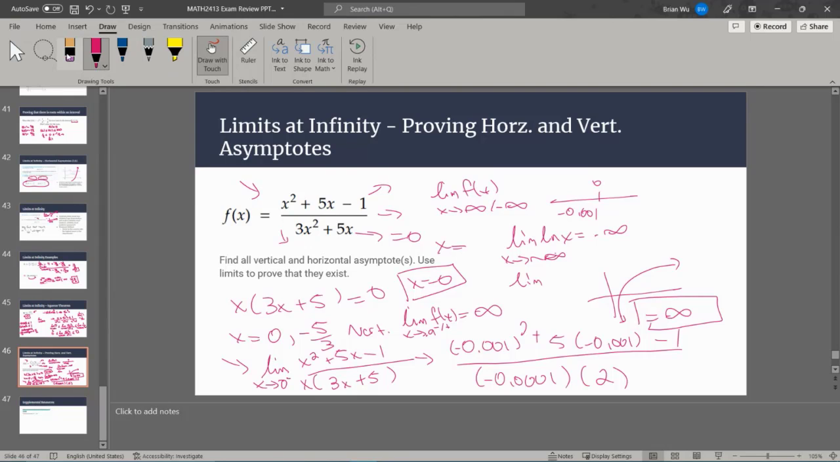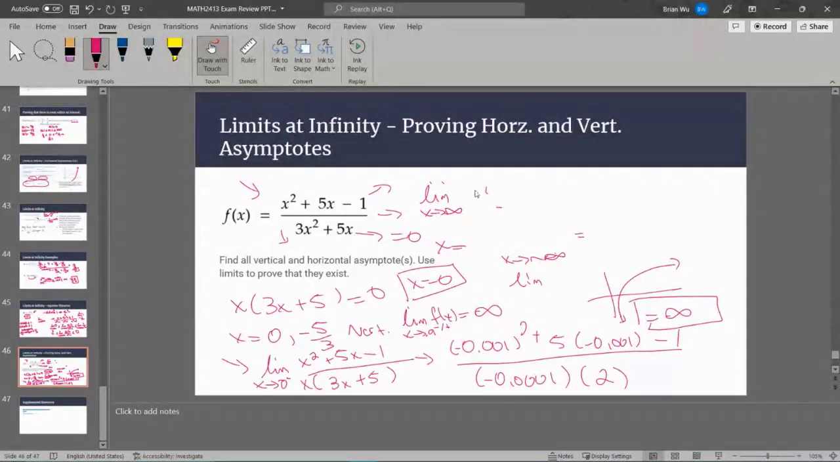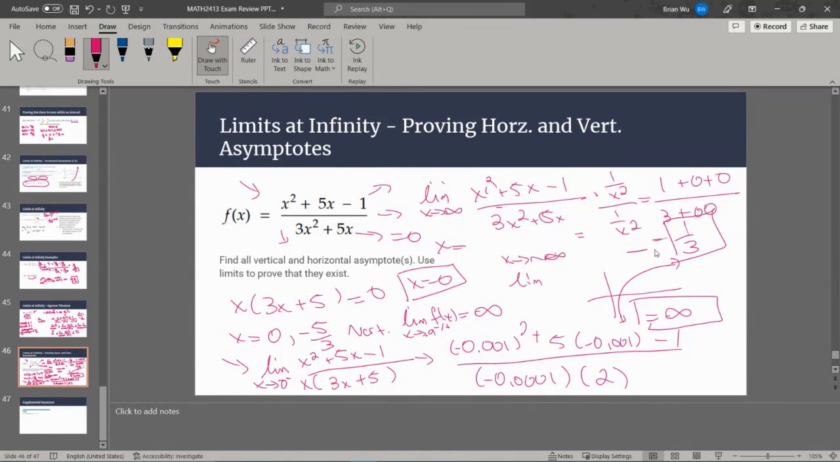And in order to prove that the horizontal asymptote exists, we use the limit as x approaches infinity for the whole function. You're going to use the reciprocal method, and that will get you what you need. So the highest power in the denominator is x, so we multiply by 1 over x. Once you do all the math, it's 1 over 3, because the other terms go to 0. This is your horizontal asymptote at y equals 1/3.